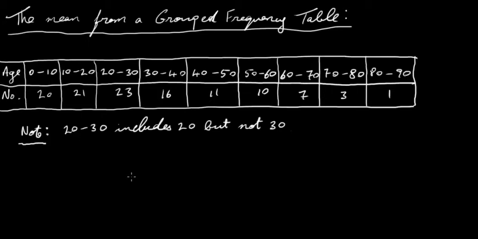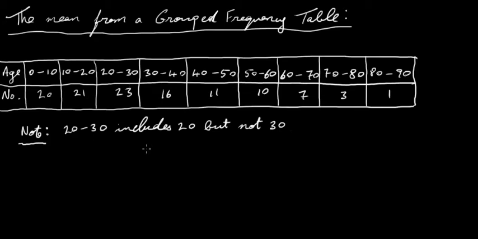And we've sampled this particular population, and we found that 20 of those people were between 0 and 10 years of age, 21 people in our population were between 10 and 20, and so on. 23 were between 20 and 30.